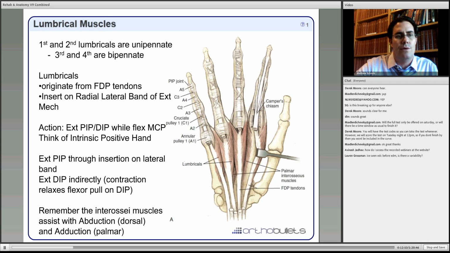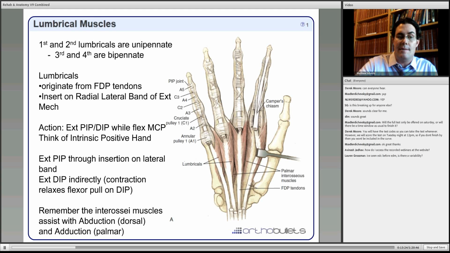Okay, so if we go back to our anatomy, and this is a diagram again out of the most recent Miller review, which shows that the first and second lumbricals are, as we work our way from radial to ulnar, the first and second are unipinnate, while the third and fourth are bipinnate. The lumbricals originate from your FDP tendons, and they insert on the radial lateral bands of the extensor mechanism. And if you think about the intrinsic positive hand, that is the function that your lumbricals help assist with.